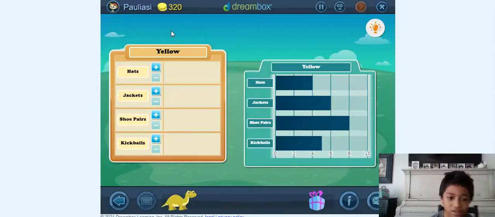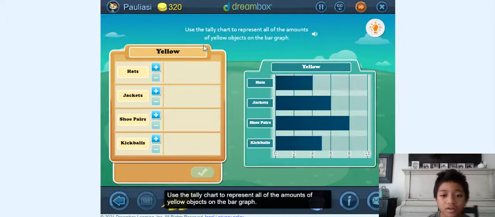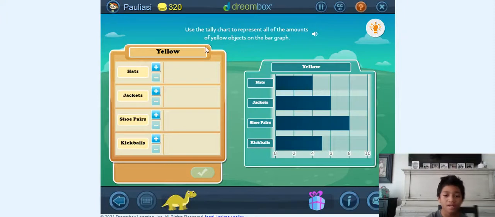So it has a little tally chart right here. It says use the tally chart to represent all the amount of yellow objects on the bar graph. So yellow hats, how many are there? There are 4. And how many yellow jackets are there? There are 6. Then we go to sheepers. How many sheepers are there? There are 8.